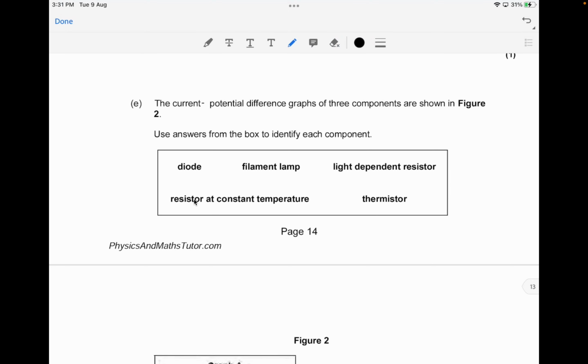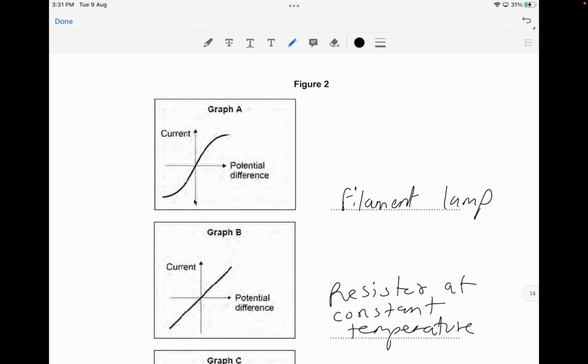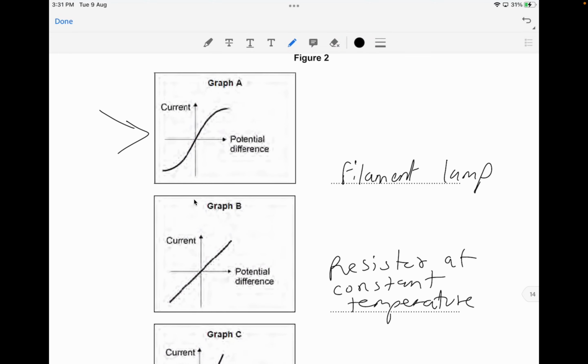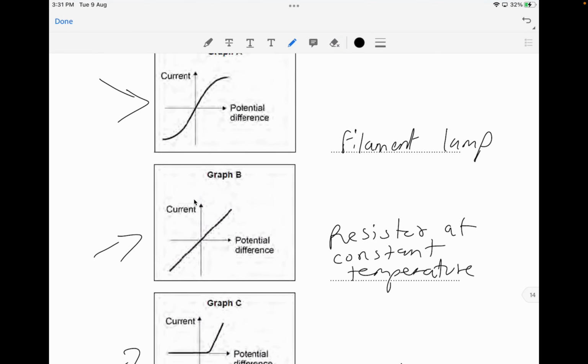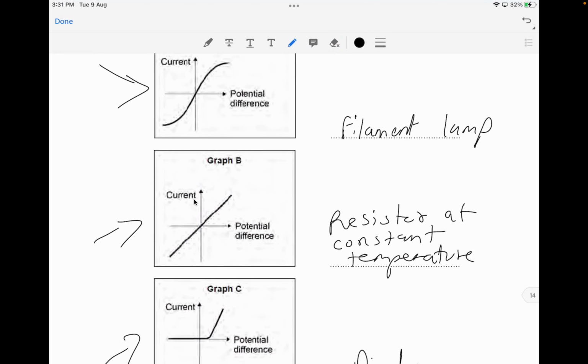Now, the current-potential difference graphs of 3 components are shown in figure 2. You're going to use answers from the box to identify each component. This is very critical when dealing with the electricity chapter: you have to know what each graph stands for. In figure 2, the first graph represents a filament lamp. The second graph is a resistor at constant temperature. And the third graph is a diode. There are no values on the other side because the resistance is really high on that side for a diode. So it's filament lamp, resistor at constant temperature, and diode. Okay, let's move on to the next question.